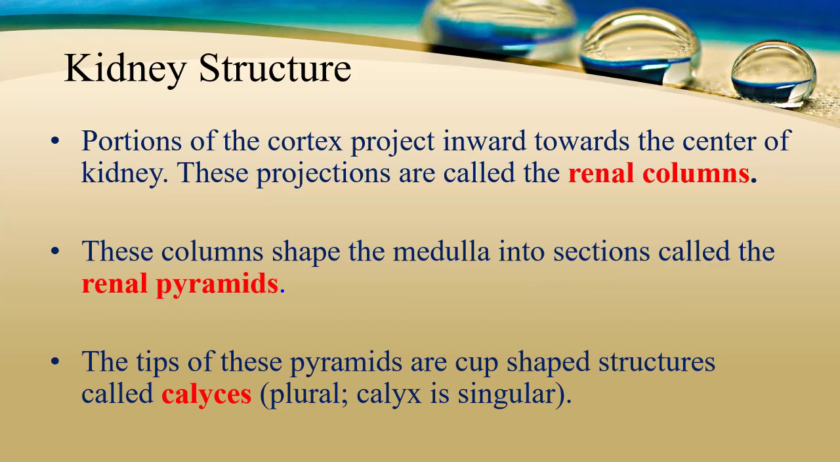Now there are portions of the cortex that project inward toward the center of the kidney. These projections are called renal columns, and they're called that because they look like the columns that you would see on a building, for example. These columns form sections within the medulla called renal pyramids because they have a pyramid-like shape. And there's a structure that you'll find on the tips of these pyramids called a calyx. A calyx is a singular term. When you talk about these in plural, that would be called calyces.